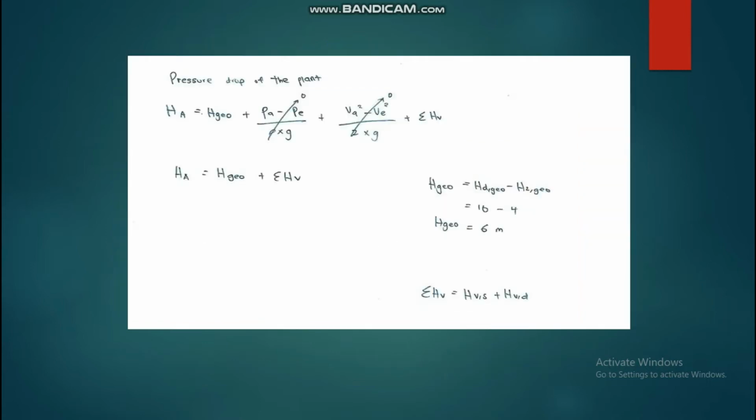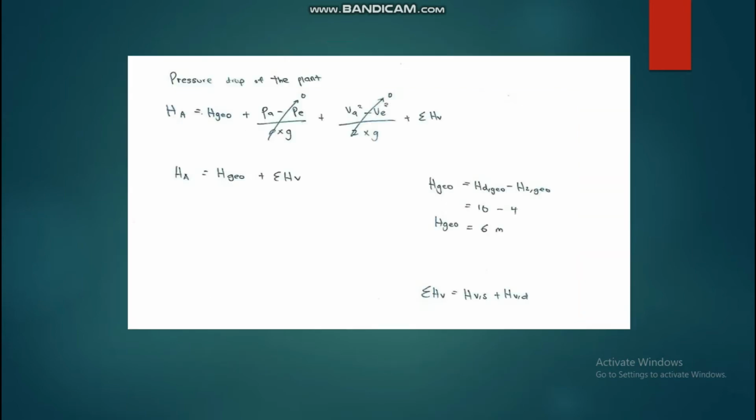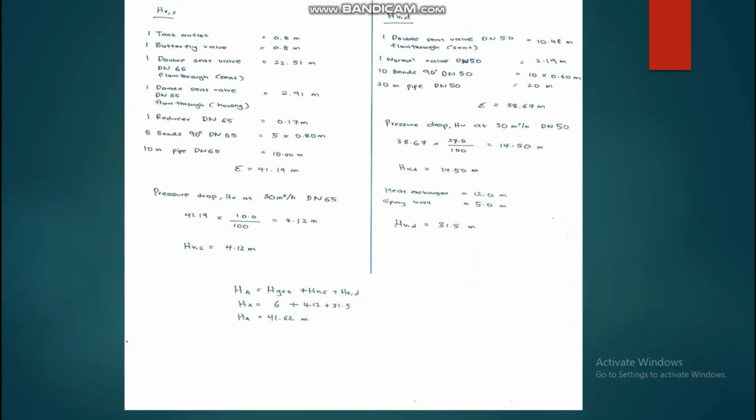Next, we are going to calculate the pressure drop of the plant or the system. The formula is HA equals HGO plus the summation of HV, where HGO is 6 meters and the summation of HV is the HV of the suction pipe plus the HV of the delivery pipe from the picture. To calculate the HV of the suction pipe and delivery pipe, we must know all the components that are used for the design.